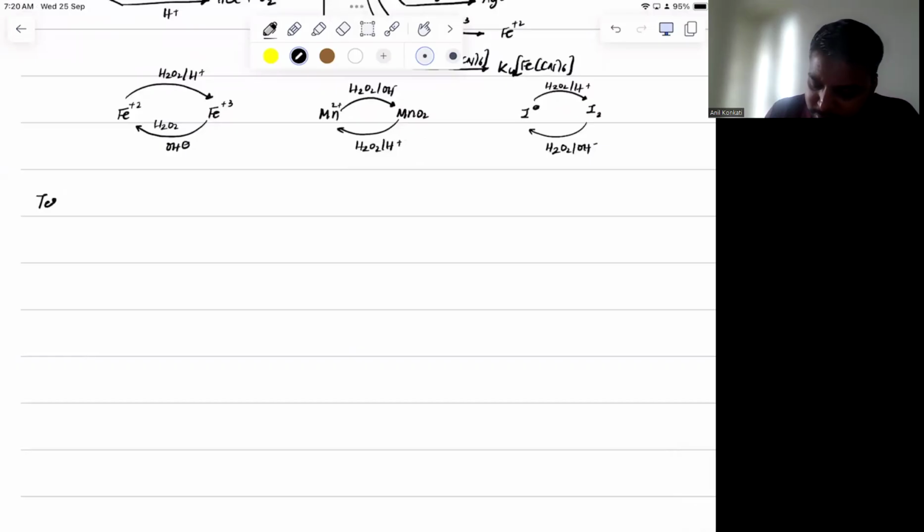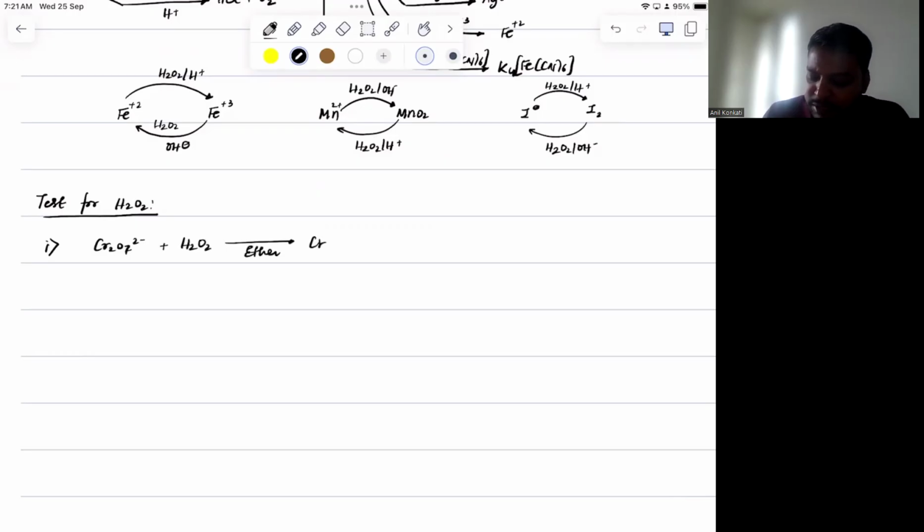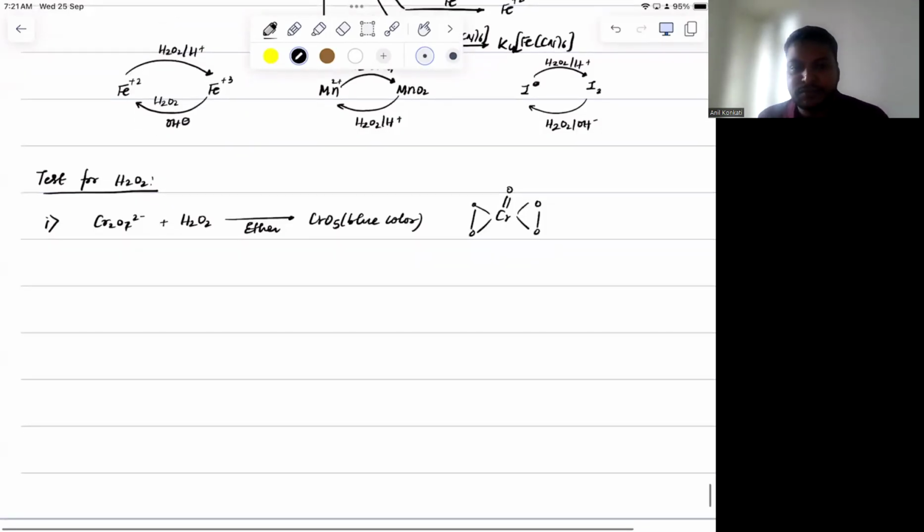What are the tests for peroxide? One thing, it will convert any form of chromate, that is Cr2O7 2 minus, when you add it with H2O2 in the presence of any ether as a solvent, then first it will become a blue color liquid. Blue color liquid. Got it? And CrO5 will have peroxy linkages here like this. This is the blue color liquid form. Got it?